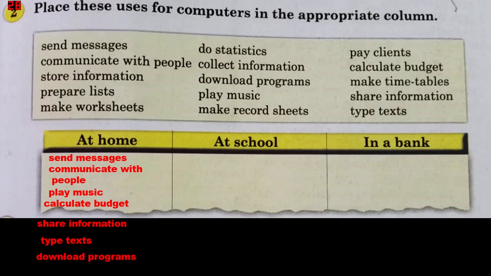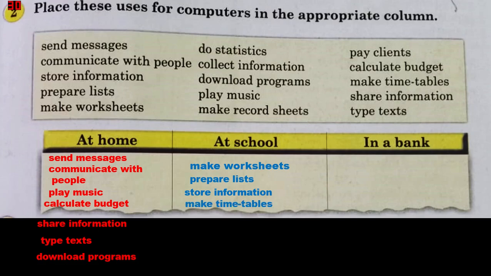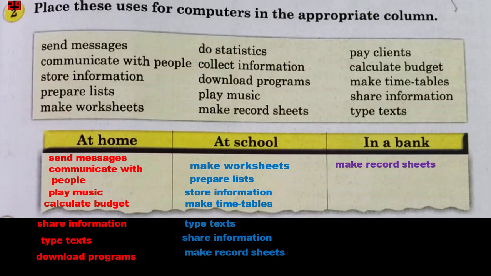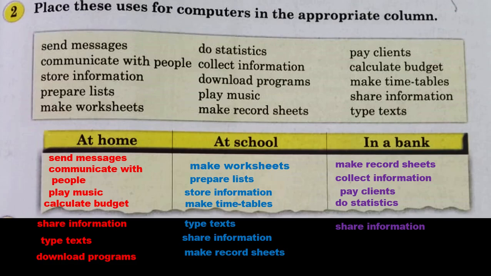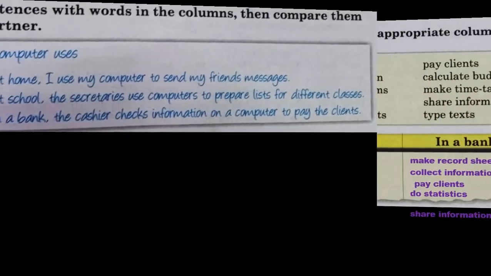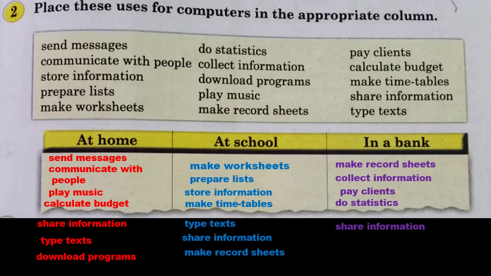Alright, so what about at school? So at school we use the computers to make worksheets, to prepare lists, to store information, to make timetables, to type texts, again to share information. Alright, and to make record sheets, okay? In a bank we use the computers to make record sheets, again to collect information, to pay clients, to do statistics, to share information.